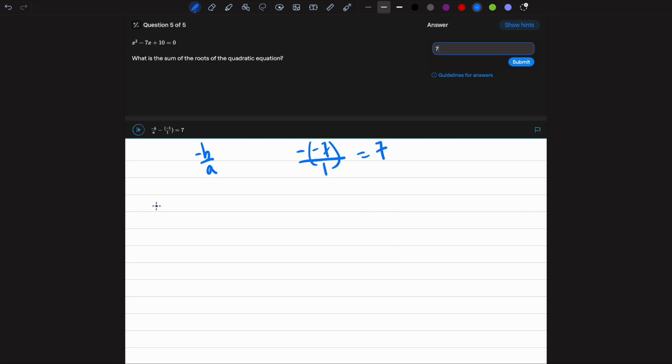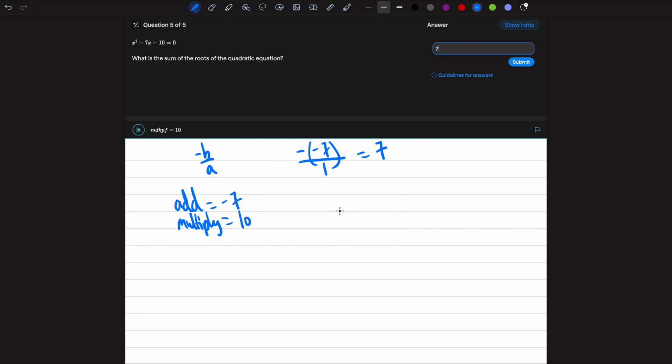But let me show you how it's done using the formula. This is because I know that's going to be the answer, but I'm going to show you how it's done by solving the equation. Let's just solve the equation. So we have x squared minus 7x plus 10 is equal to 0. So how do we get there? Well, we need to find two numbers that add up to negative 7 and multiply to give positive 10.